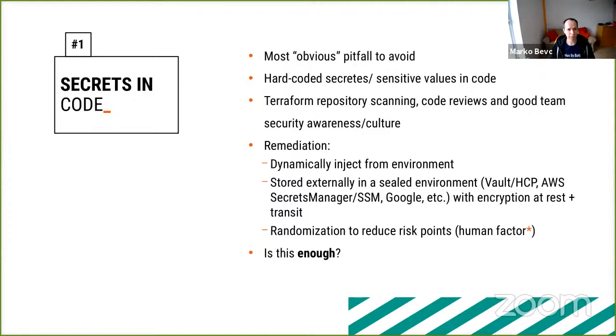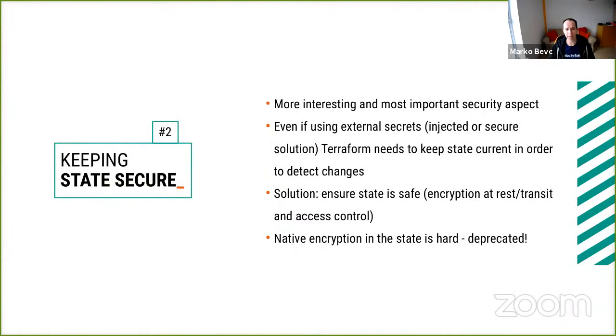And as you would probably assume, it's not really. So the second bit that's maybe more interesting, and kind of hidden away from most of the simple Terraform runs, is that even if you're using external secrets, Terraform still needs to keep track and order of the things that you are provisioning in order to detect the changes in the environment. So I would say that's probably one of the most important security aspects.